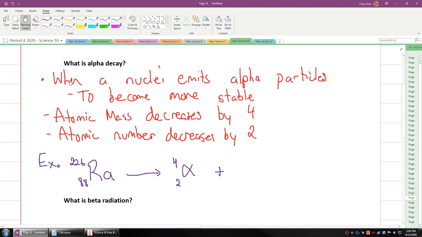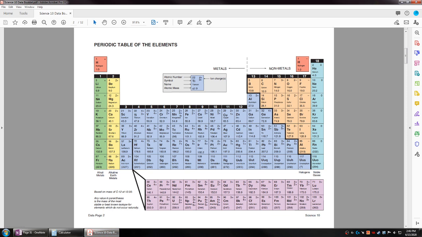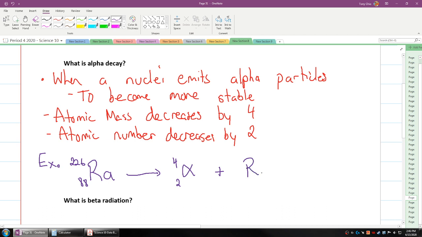Well, it lost 4 mass because of this arrow, you can think of it as an equal sign. If it lost 4 mass, this new particle must have a mass of 222. It lost 2 protons, which means this new particle must have an atomic number of 86. What chemical is that? Chemical number 86 is radon. So it's going to turn into radon with a mass of 222 and atomic number of 86. And this is an example of what we call an alpha decay.